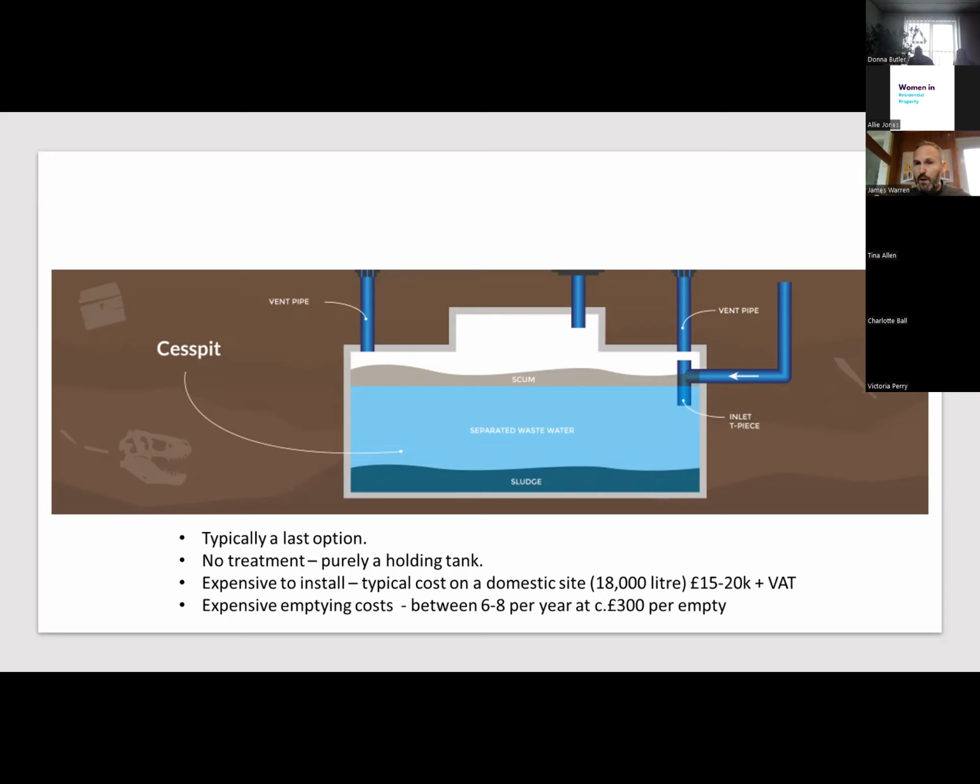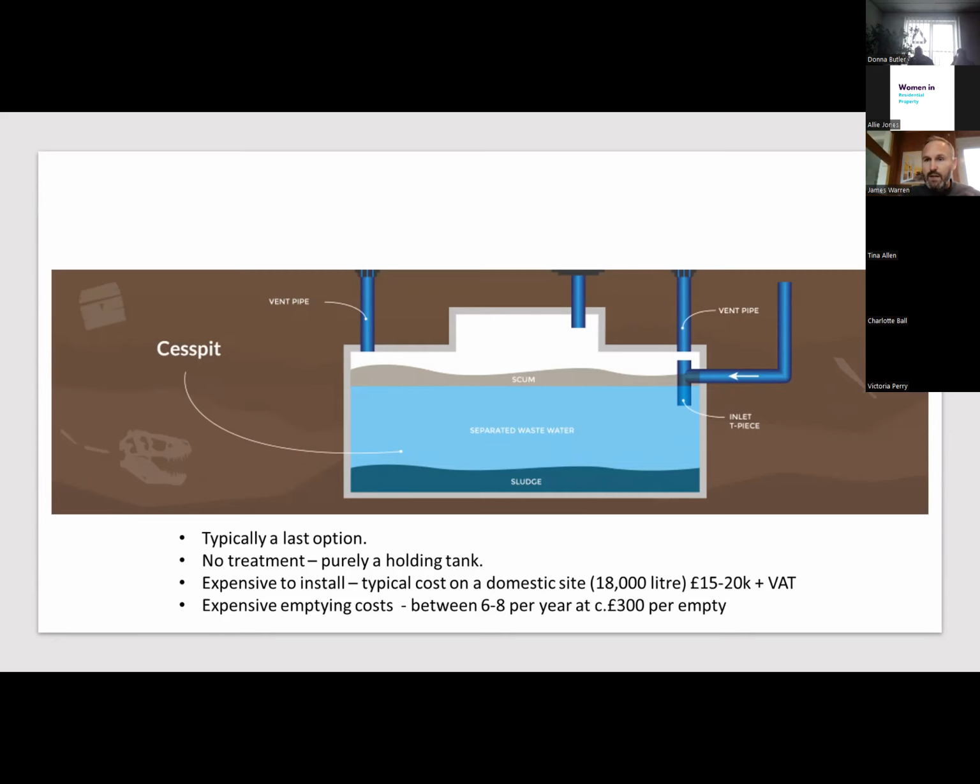And that's just for 2 persons. For every person thereafter, you need an additional 6,800 litres. So very, very quickly, these cesspits can get absolutely huge. So they're expensive to buy, expensive to put in the ground, and they typically take 6 to 8 empties per year. So they're very expensive to keep going as well. So as I said, perfectly legal, but they will always be the last resort.